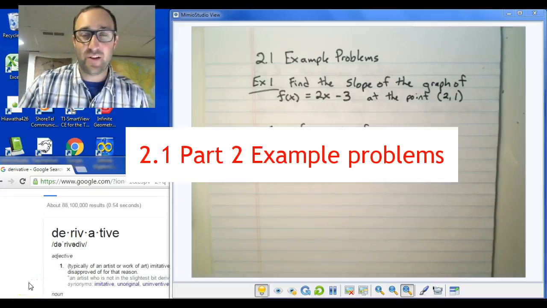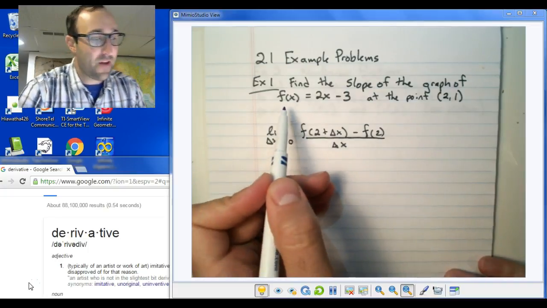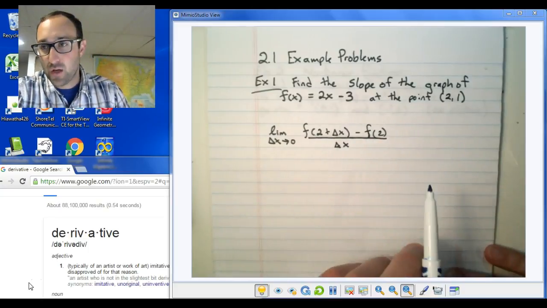Hey everyone, here's a couple of examples from section 2.1. So we're going to start off with this first one. It says, find the slope of the graph f of x equals 2x minus 3 at the point 2, 1.